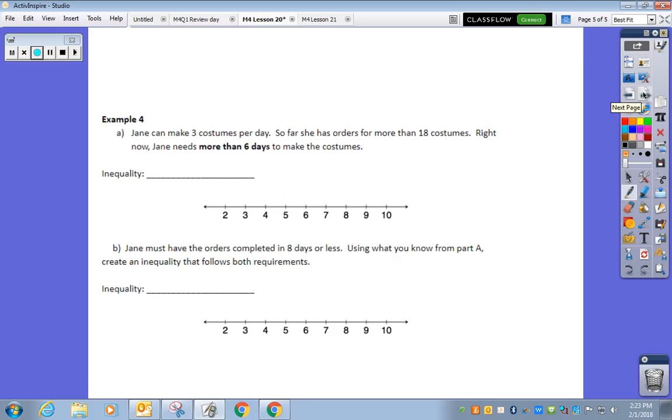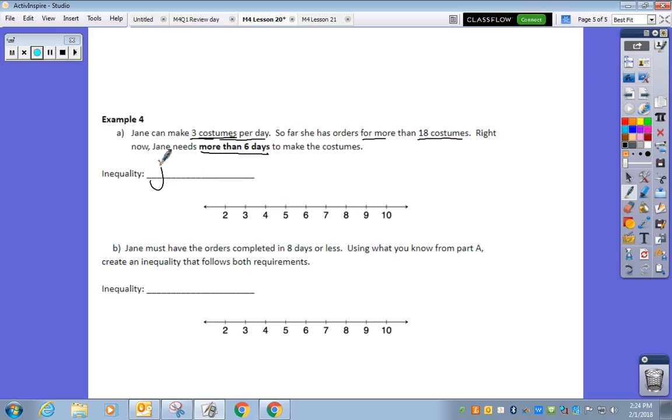Okay, so let's look at some other examples. Example 4a says Jane can make 3 costumes per day. So far, she has orders for more than 18 costumes. Right now, Jane needs more than 6 days to make the costumes. So if you think about it, she has orders for more than 18, and she can do 3 costumes per day, 18 divided by 3 would mean more than 6 days.